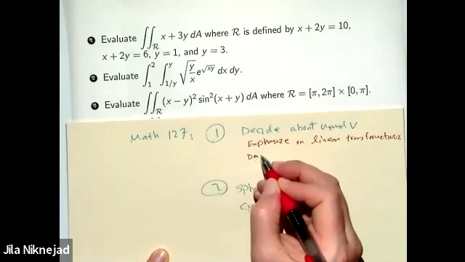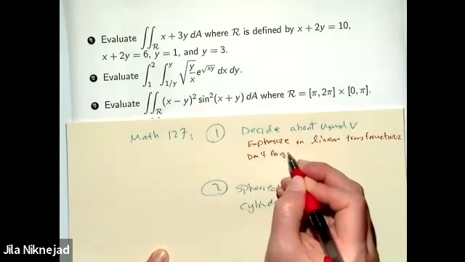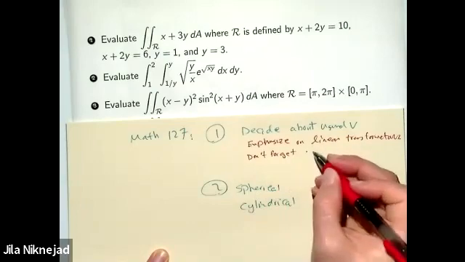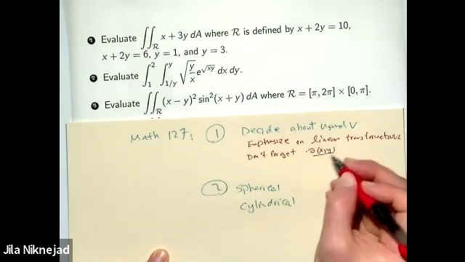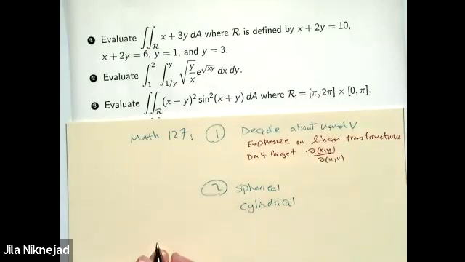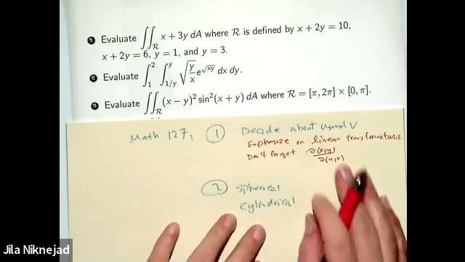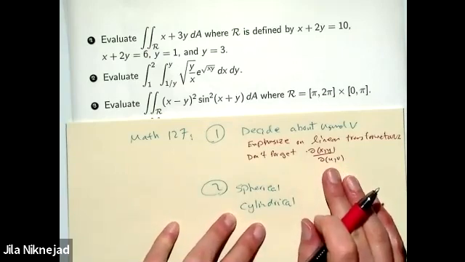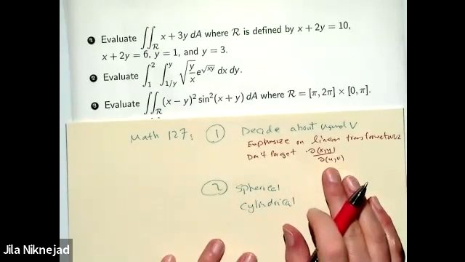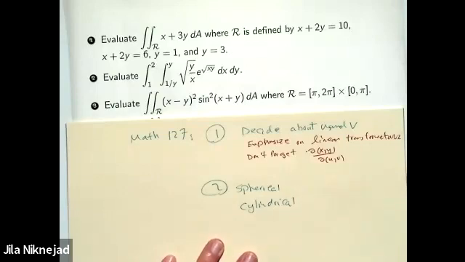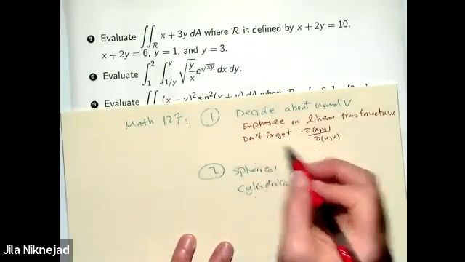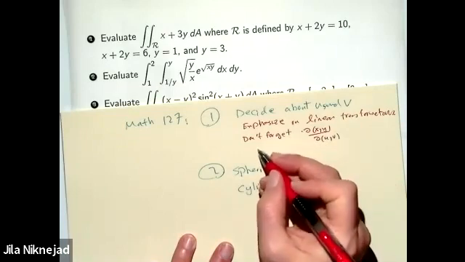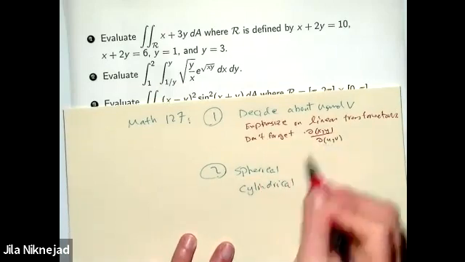Don't forget the Jacobian, which is an absolute value. If you're finding U and V first, you can possibly take the reciprocal of that Jacobian and use it here. You may or may not need to solve for X and Y when you find the U and V.